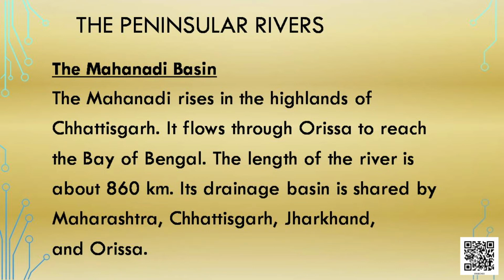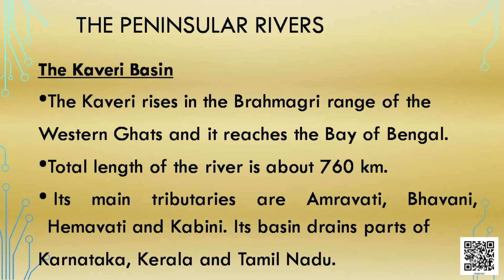Coming to the next one, let us discuss the river Kaveri. The Kaveri rises in the Brahmagiri range of the Western Ghats and it reaches the Bay of Bengal in the south of the place called Cuddalore, that is in Tamil Nadu. The total length of this river Kaveri is about 760 km. Some of its main tributaries are the Amaravati, the Bhavani, the Hemavati and the Kabini. This basin drains parts of some of the important states. Those are Karnataka, Kerala and Tamil Nadu.